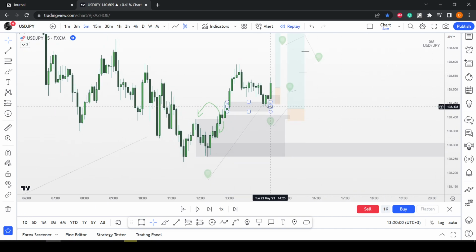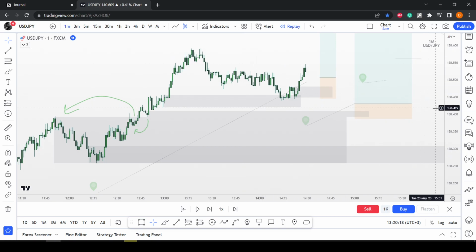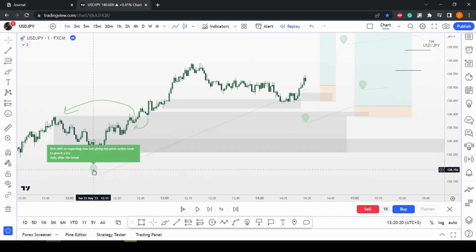The chain here was really interesting. So it was a bigger move to the downside, then this small move up, mitigation, move up and down, and it was the last unmitigated portion of price. And with this first shift to the upside, I was okay with giving it one try here. So first shift, so expecting reaccumulation, but given the price action wants to go higher up, I want to give it one try.